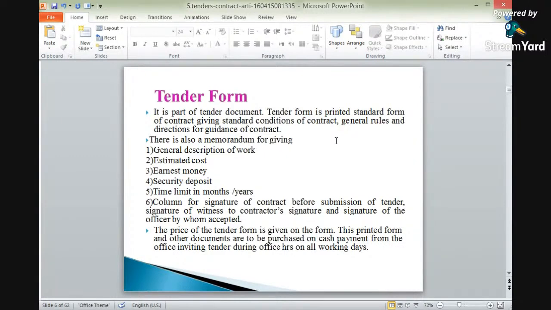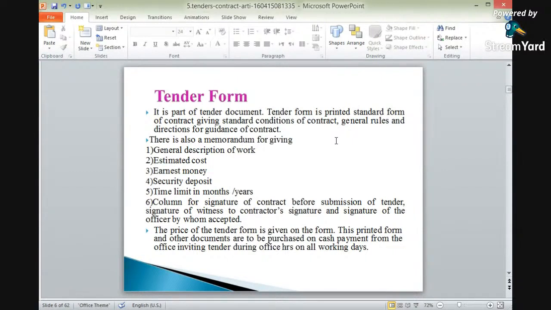Earnest money is important. We will see the details about the earnest money or security deposit in the next slides. Estimated cost is the total amount of cost required for construction, and it will be taken care of. Earnest money, which is nothing but a security deposit, will also be mentioned in the standard document.